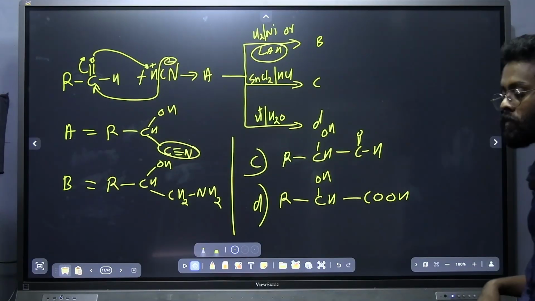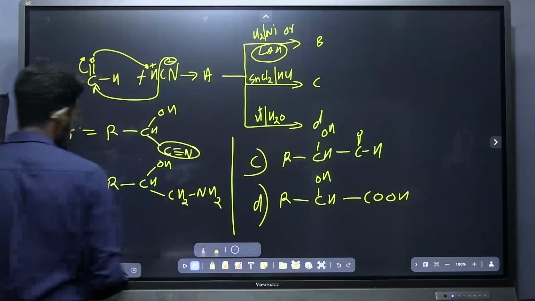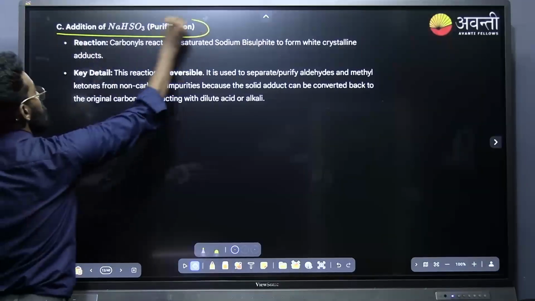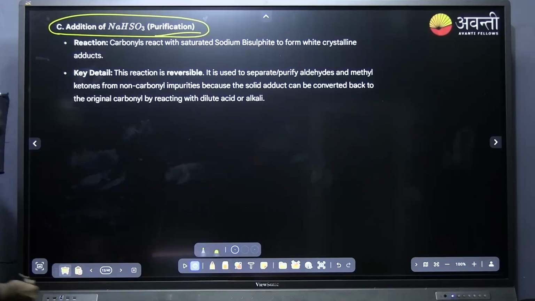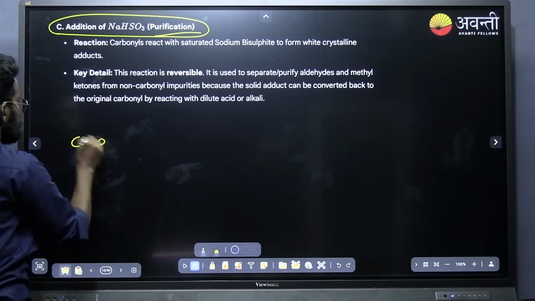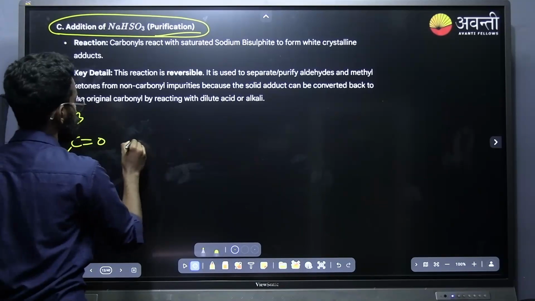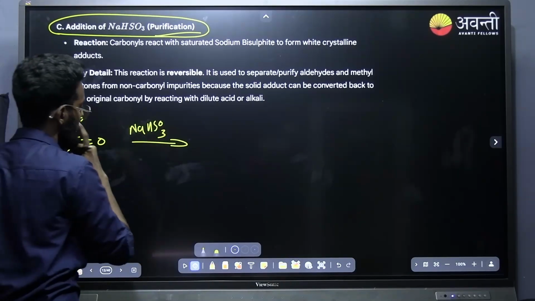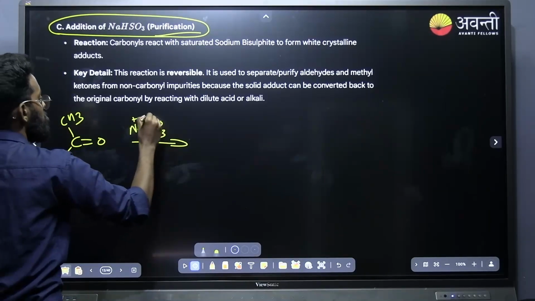Yes, sir. So we can move into the next. Next one is addition of NaHSO3. It is also used for purification, and I will be discussing that also. First of all, the carbonyl compound. I will be taking a carbonyl compound, C double bond O, CH3. I am taking an aldehyde. This aldehyde on treating with NaHSO3. NaHSO3 we can write as Na plus and HSO3 minus.